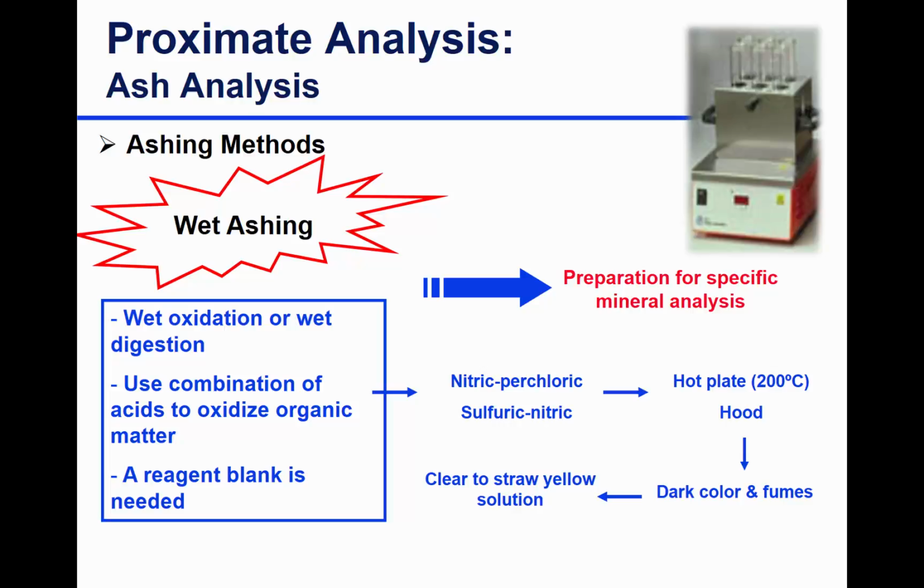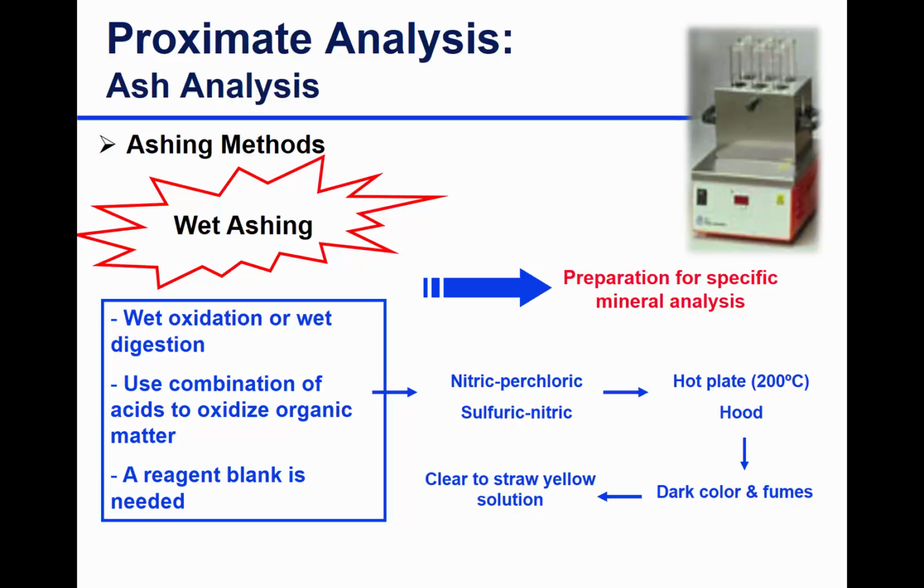So the combinations that are commonly used, the most effective combination is your nitric acid and perchloric acid. But perchloric acid is a very corrosive acid, requires a very special hood called perchloric acid hood, which is not always available in all labs. So what you would do in this case, you use a combination of sulfuric and nitric acid. It's still effective.